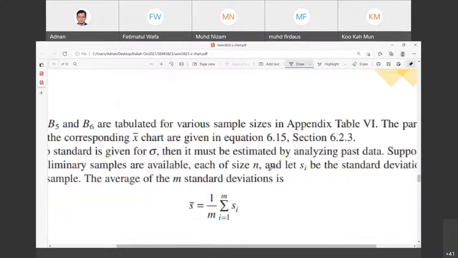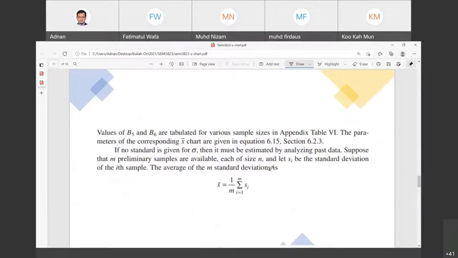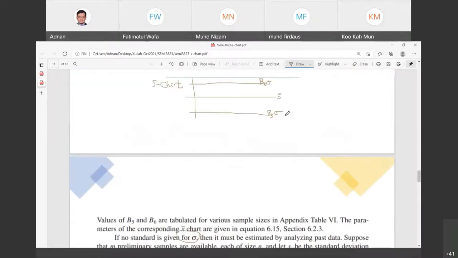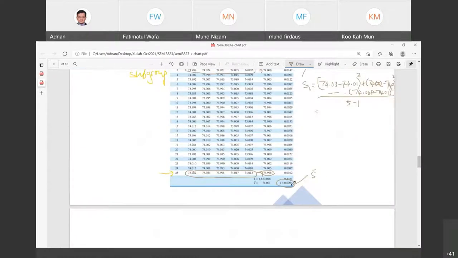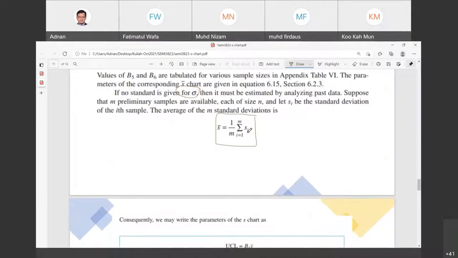There are times where we need to use an estimated value. For example, when no standard is given for this sigma, we use this, like what we did in this case. We don't have the value, so we can estimate this S bar. It's estimated as the summation of this divided by how many subgroups we have. In this case, m is the number of subgroups. Sometimes I call it g, it's the same.